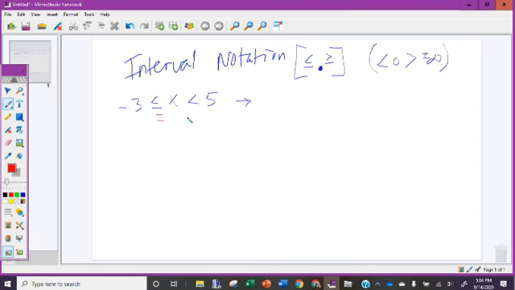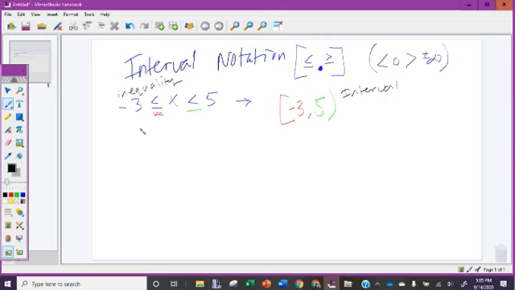Because it's less than or equal to, I'm going to use brackets. So it's going to be a bracket at -3. Here I have strictly less than, so at 5 it's going to be a parenthesis. So that's my interval. This is my inequality, and this is my interval.